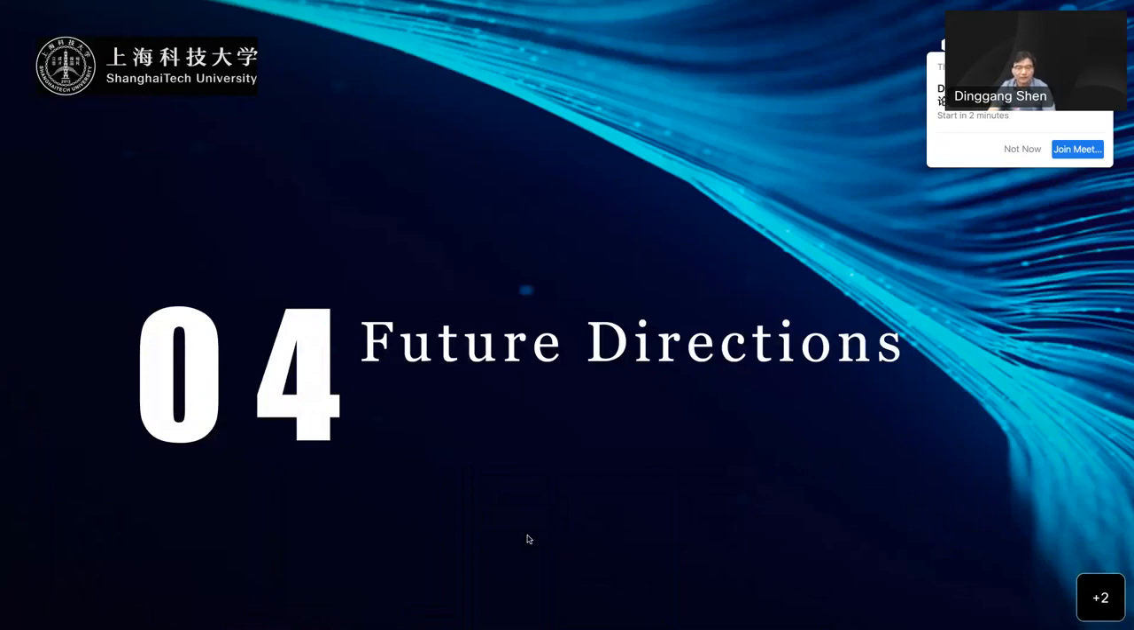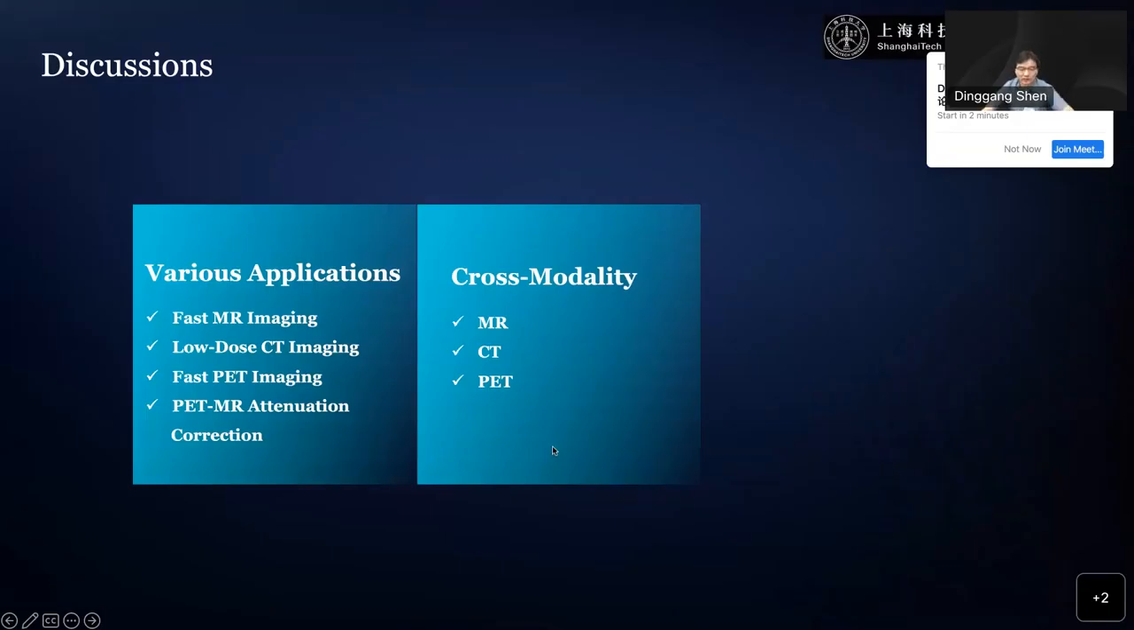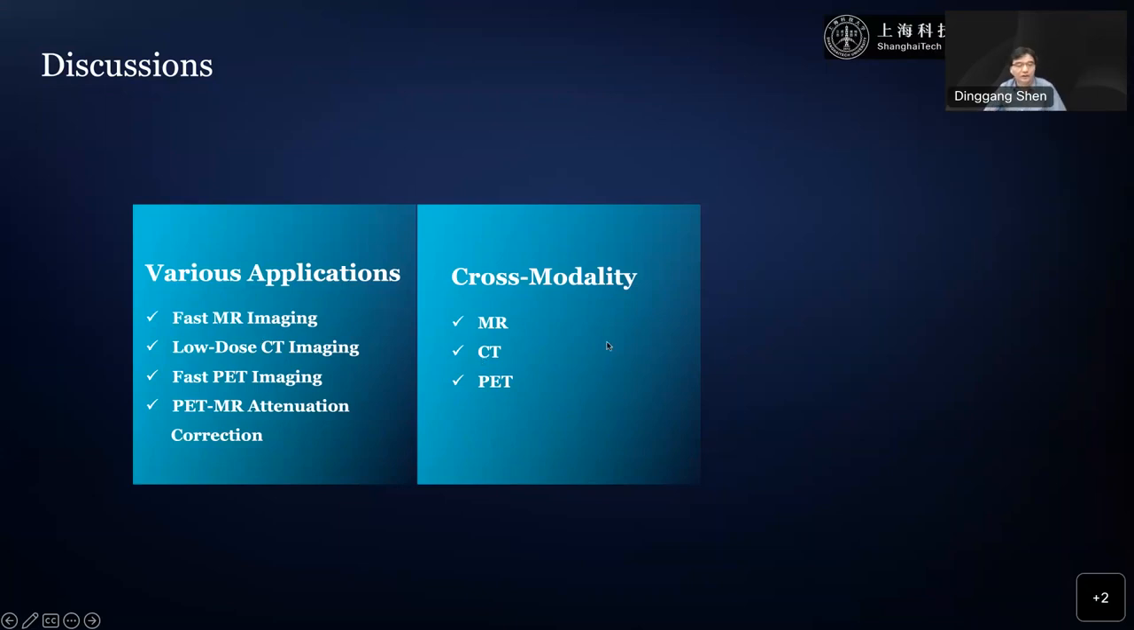So I just mentioned the methods, for example supervised learning. I mentioned three methods for the MRI, CT, and PET, and also unsupervised learning for PET/MRI, for the PET attenuation correction. And here I just summarize my talk. These slides are for a discussion and conclusion for my talk.